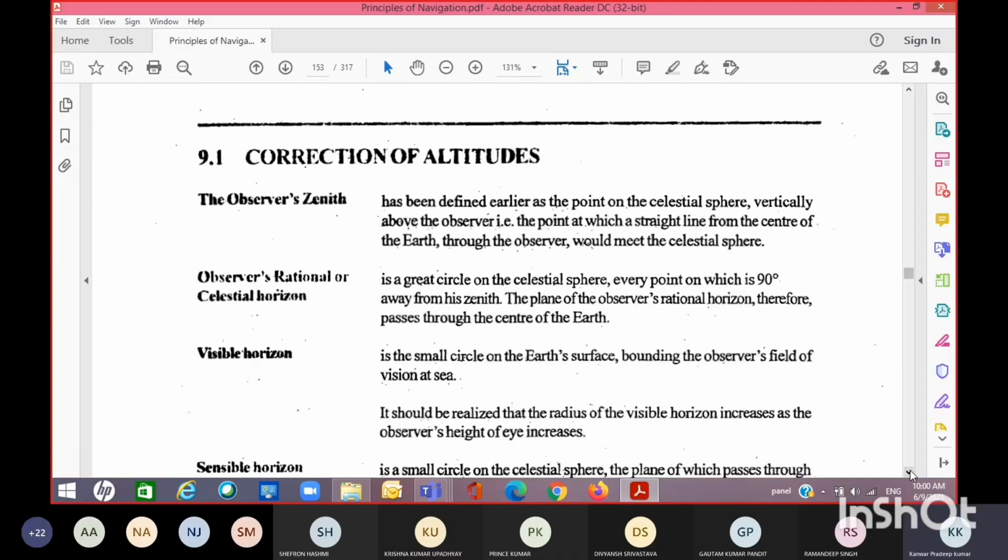So now we will take a short break. If you have any questions on sextant and error, we will discuss after the break. Otherwise I will go straight on to the altitude and its corrections. So gentlemen, we can go for our break now.